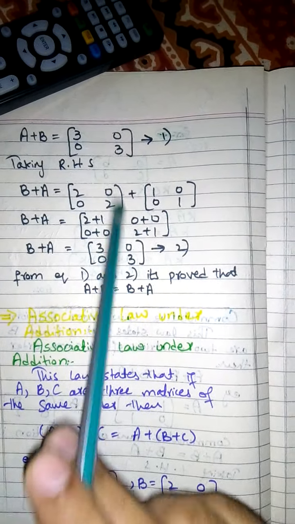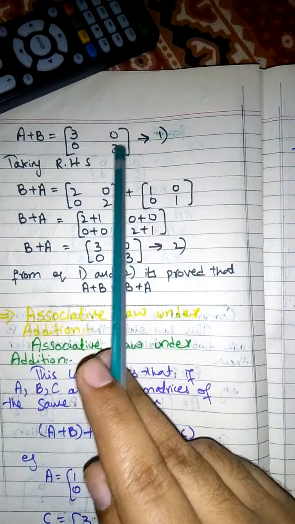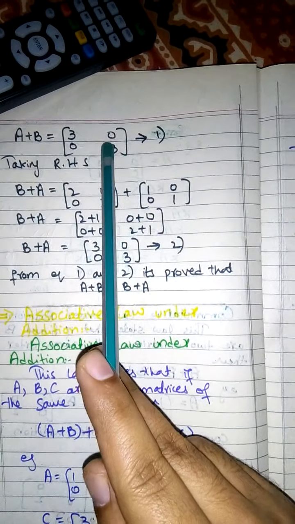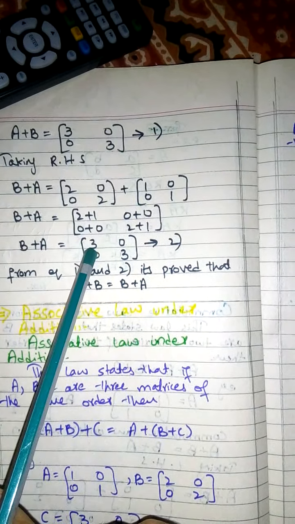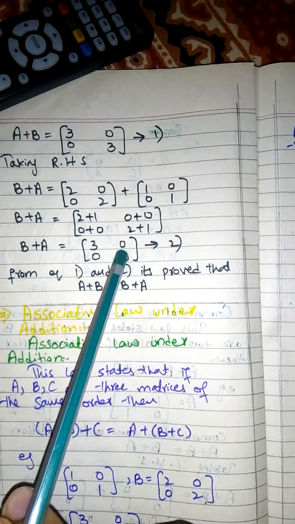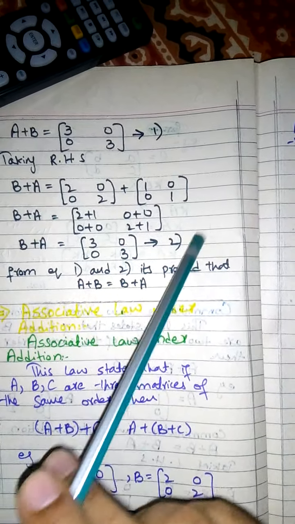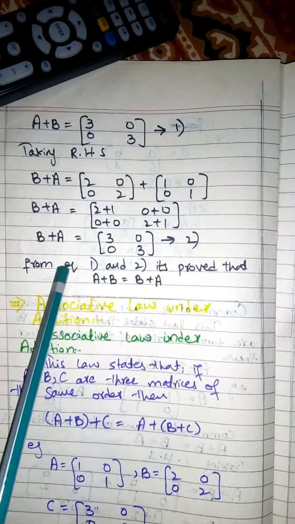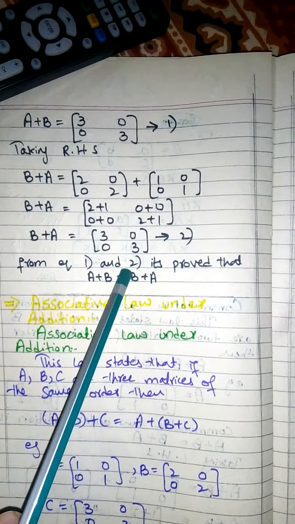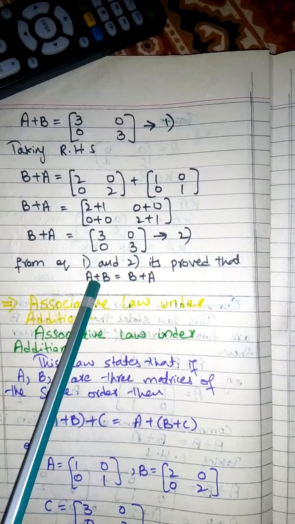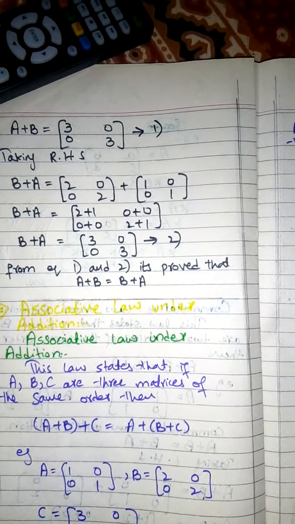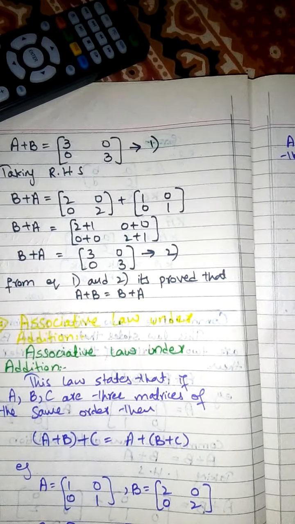So if we look at equations 1 and 2, the elements are 3 0 0 3, and here also the elements are 3 0 0 3. So if we compare both equations, the answers are the same. So here we can say that from equations 1 and 2, it's proved that A plus B equals B plus A.